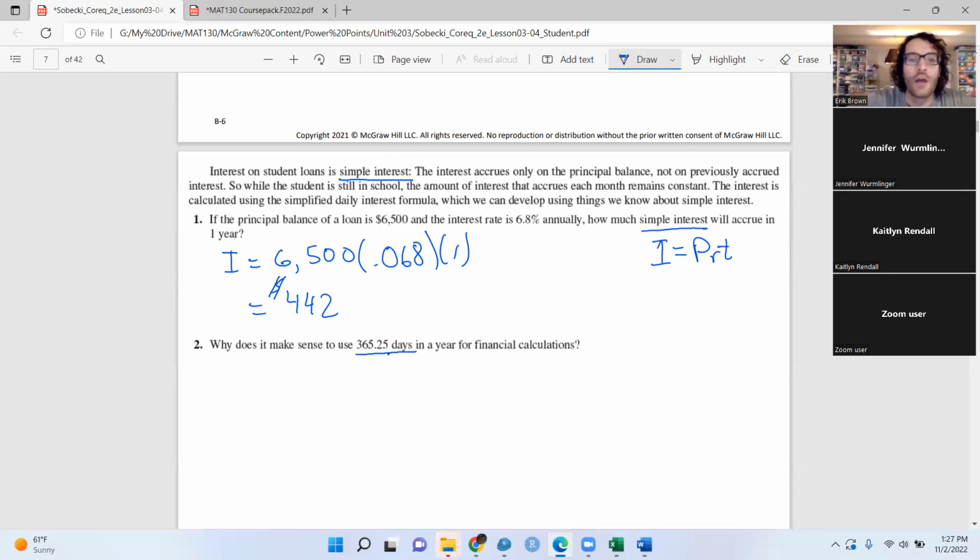Take advantage of that. Okay, so why would we use 365.25 days in a year for financial calculations? Anyone have a clue of where the 0.25 comes from? Leap year. Every 4 years, February has 29 days, right?